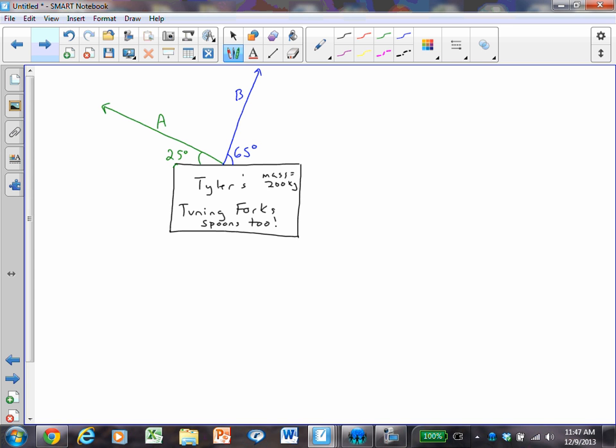Tyler has this guy that hangs out in front of her tuning fork store all the time, drinking coffee, right? And she wants to know if he's in danger of being smushed by the sign. Okay. His name might be Austin, but we don't know. Okay.